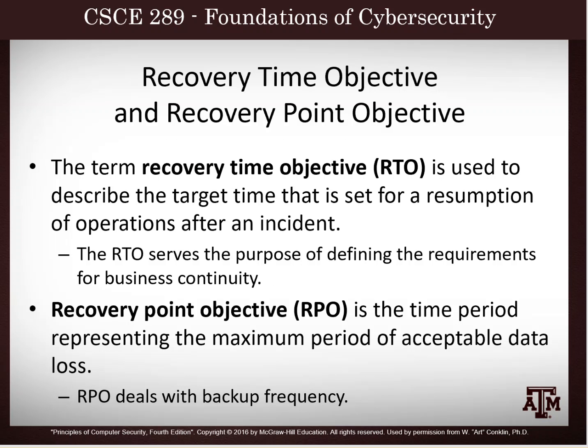We're going to end with these two terms, recovery time objective and recovery point objective. The RPO is the time period representing the maximum period of acceptable data loss. When we start talking about privacy in a few weeks, in the chapter on privacy, you will find that we now have legislation saying that acceptable time period is shrinking. If I can't access something, by law, by statute, by court decision, we have become so instantaneous. The recovery time is the target time that is set for resumption of operations.